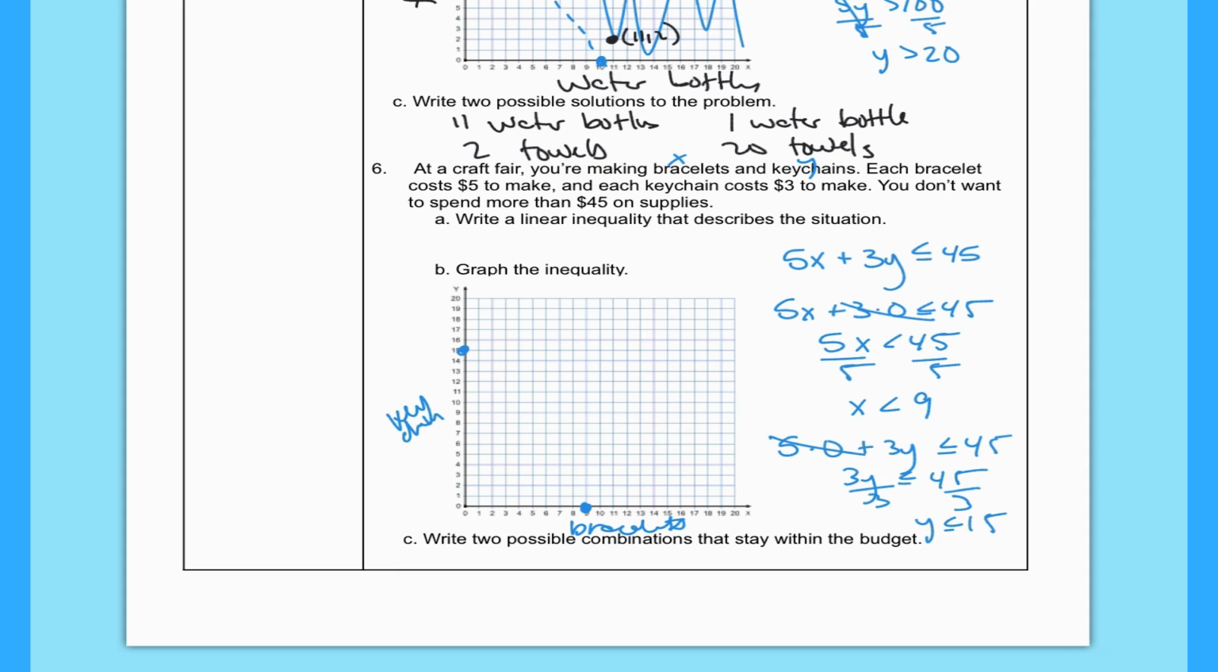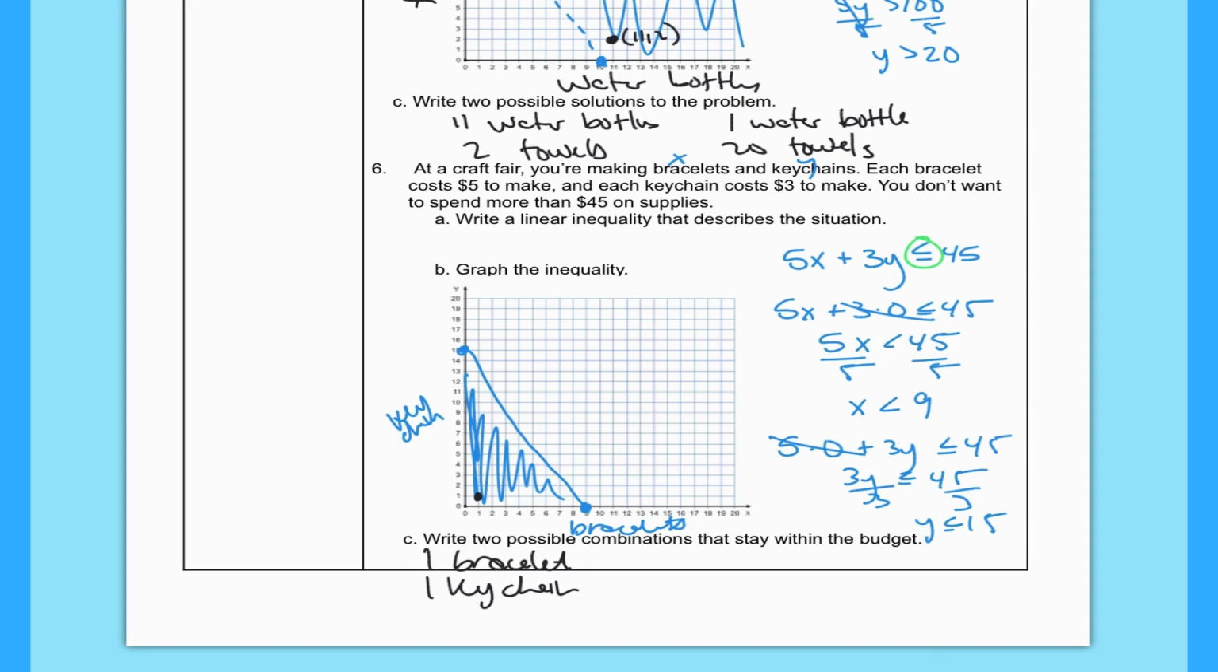And this time, we could have less than or equal to, so we could have a solid line. So we're going to draw a solid line to connect our two intercepts. And we want all the values that are less than. So all the values that are less than are going to be in this area here. So for two possible solutions, I could have this solution here, (1, 1). So that's one bracelet and one keychain.